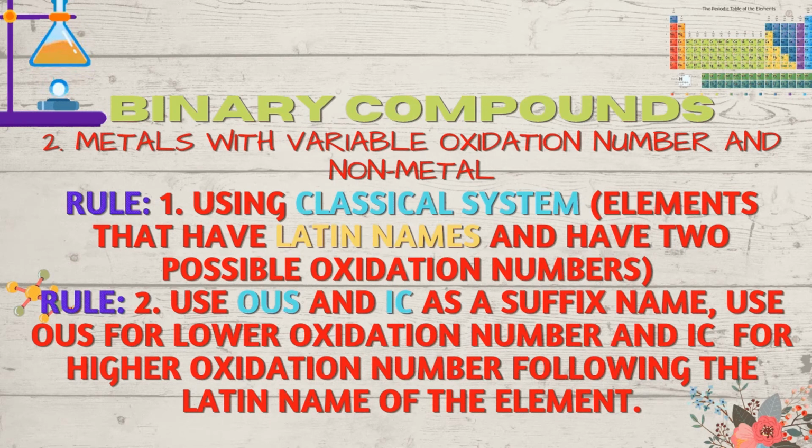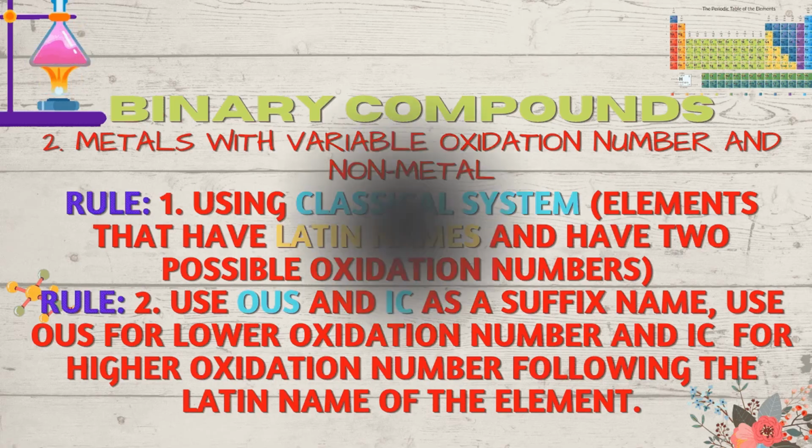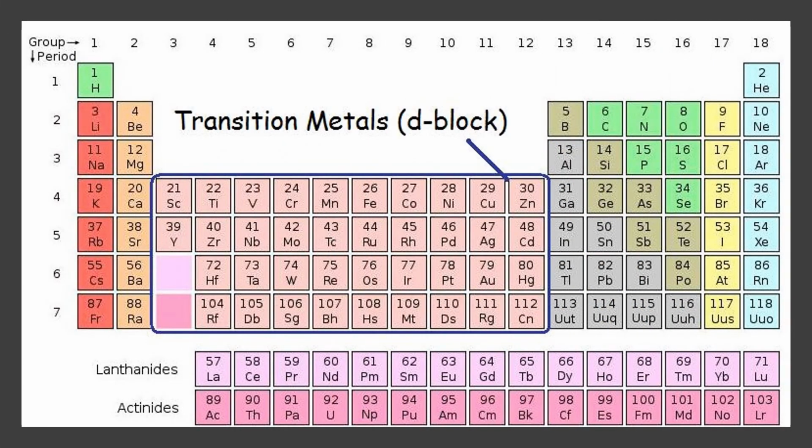If you choose the classical system, you're going to use the Latin name and use OUS and IC as a suffix name. Then use OUS for lower oxidation number and IC for higher oxidation number following the Latin name of the element. The transition metal is actually located in the D block of your periodic table. So, normally, yung mga metals with variable oxidation number ay makikita dito sa area na to or dito sa D block of your periodic table. So, yan, naka-highlight po.